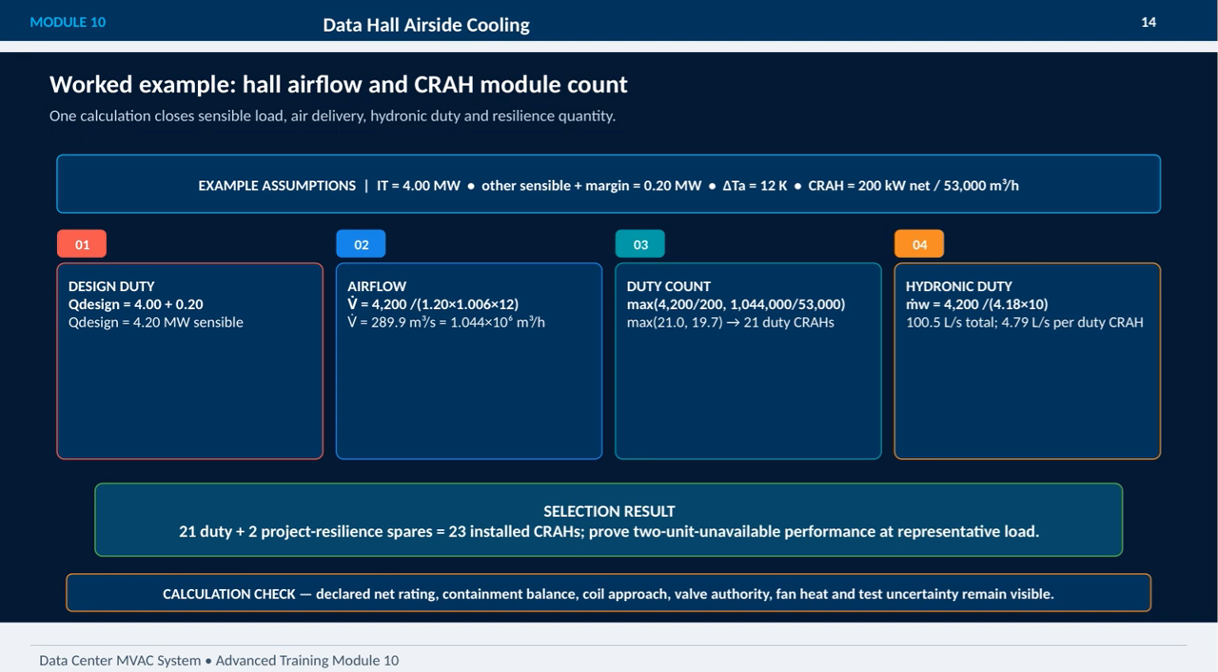Next, we figure out the number of CRAH units needed by comparing the load per unit and the airflow capacity per unit. The higher of these two values is 21, giving us the baseline CRAH count. Hydronic duty is then calculated to find the water flow needed overall and per CRAH unit, ensuring proper heat removal. Finally, we select 21 units plus 2 spares for resilience, making sure the system can handle the load even if 2 units are unavailable. Throughout, we check all calculations against system performance criteria to ensure accuracy and reliability.